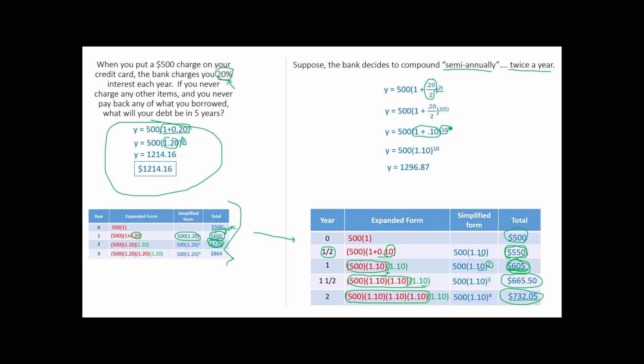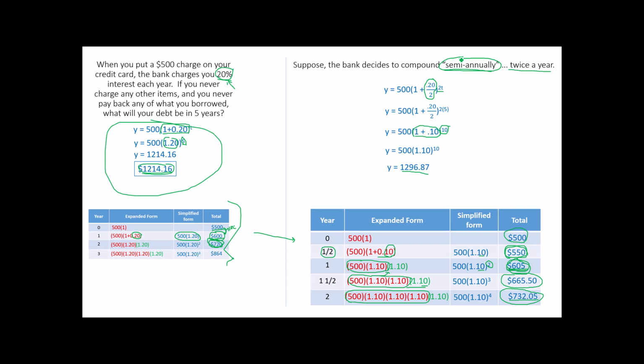We would end up owing $1296.87. Compare this to what we owed before. They've managed to eke out an extra $82.5-ish. See how that works? Now, we can compound as often as we want, which is why when you go to get a loan or to sign up for a credit card, it's very important you read carefully, because if they just compound at the end of the year, it's very different than if they compound twice a year or semi-annually.